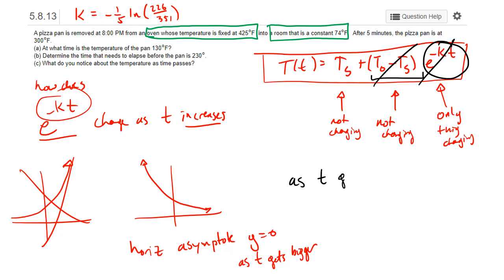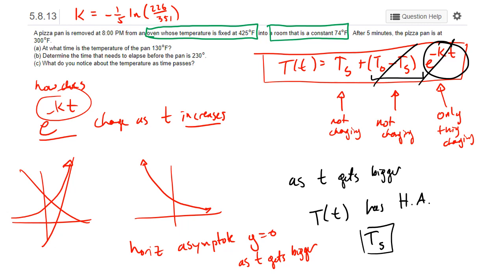So as t gets bigger, this function has a horizontal asymptote of T sub s, whatever that is. Now T sub s represented the temperature of the surrounding environment.